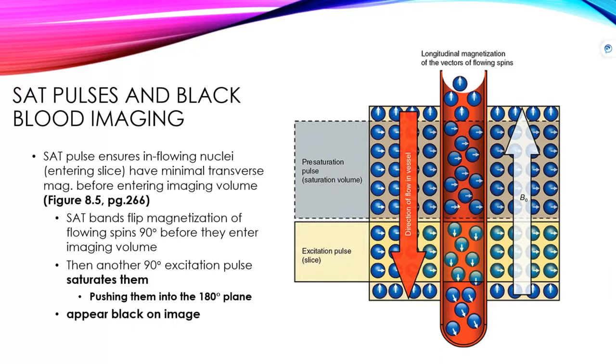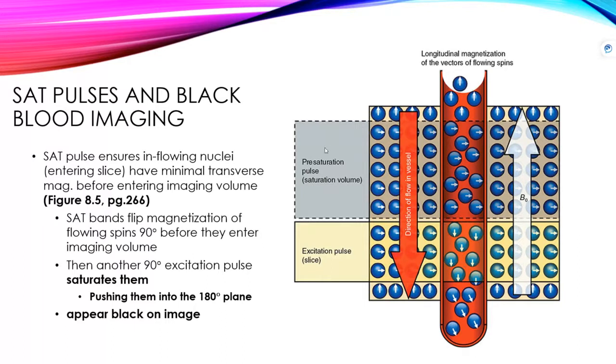transverse plane. Once they enter the excitation field, which is the actual slice, and they get excited with another pulse of 90 degrees, they are now out of the transverse into the inverse and no longer producing a signal. So we have saturated them out using a SAT band.